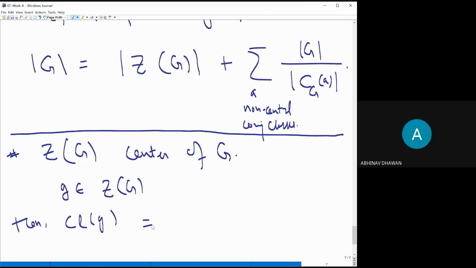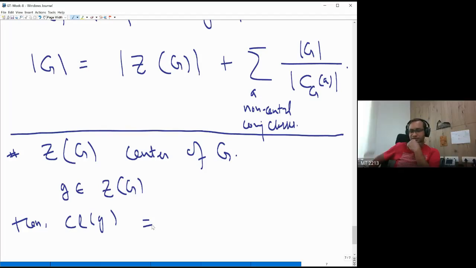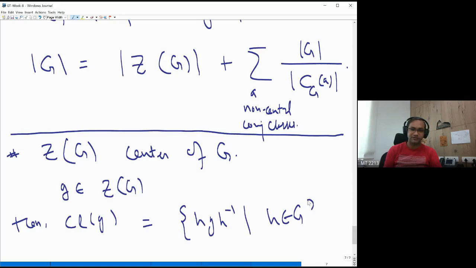No, it will be put again. Commuting with all the elements. Compute again. Use the definition. You are not using the definition. So what is the conjugacy class of G? What is the definition? The definition says that I have to compute all H G H inverse, where H varies over G, right?